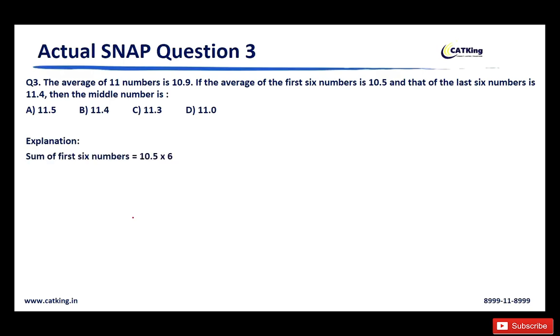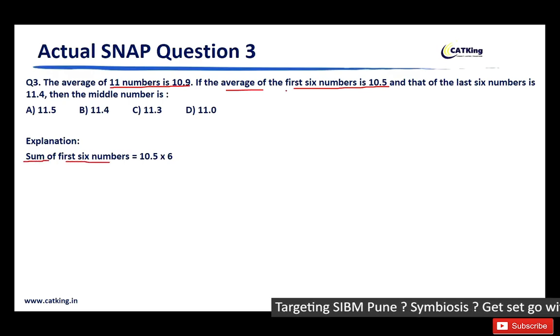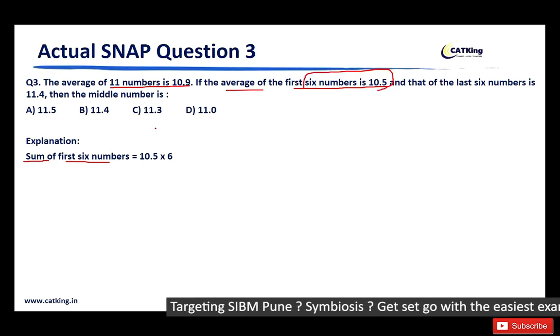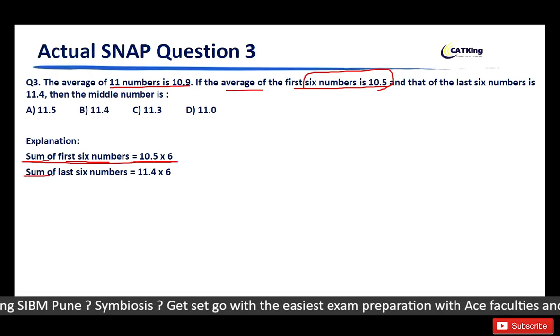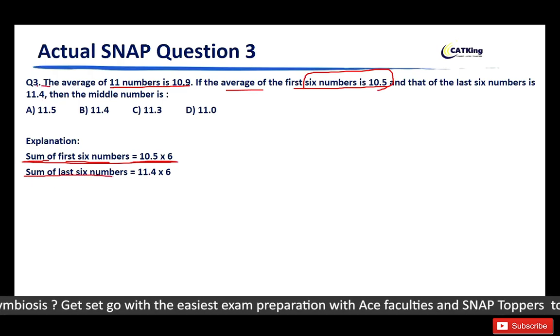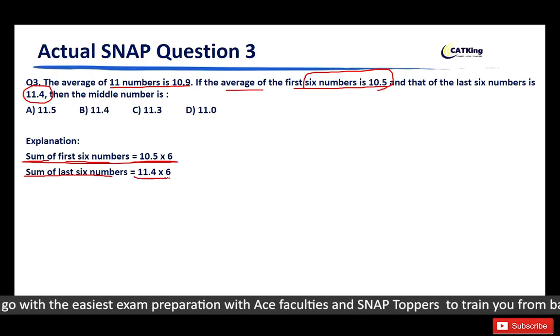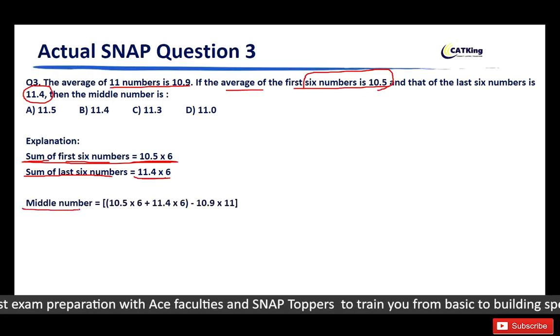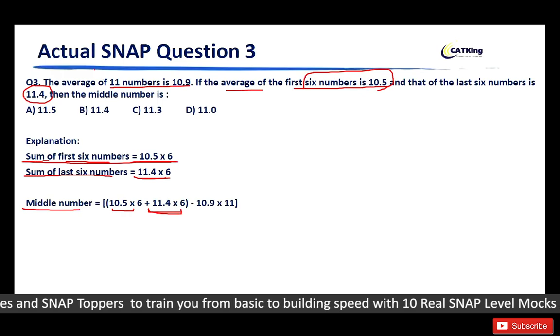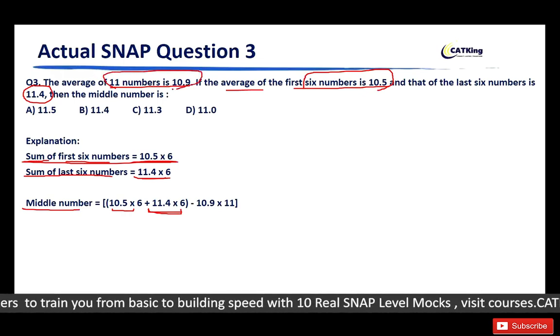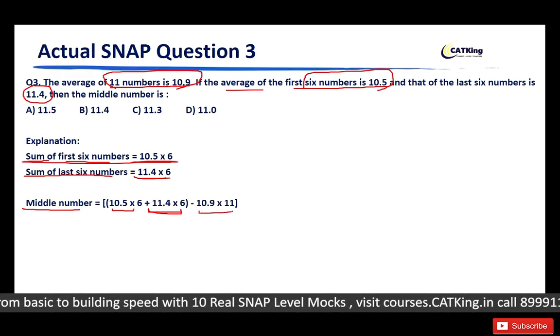So if you see that average of 11 numbers is 10.9 and the average of first 6 numbers is 10.5. So let me calculate the sum of first 6 numbers, that is 6 into 10.5, that is sum of first 6 numbers will be 10.5 into 6. Similarly, sum of last 6 numbers will be 11.4 into 6. Moving on, we have the middle number will become 10.5 into 6 plus 11.4 into 6 minus the average of 11 numbers, that is 10.9. So the sum of 11 numbers will be 10.9 into 11.